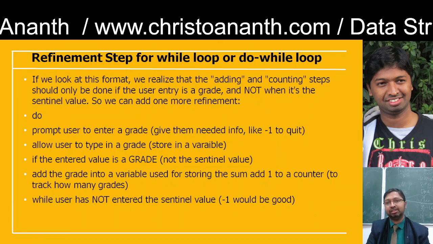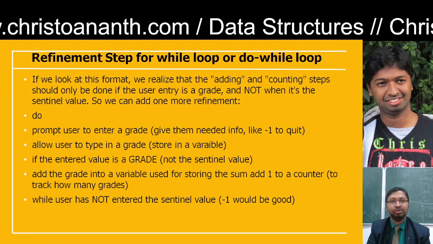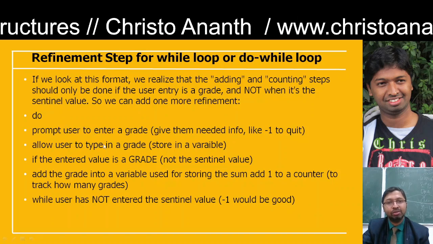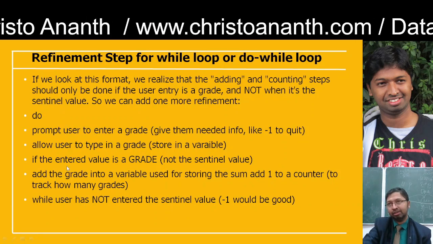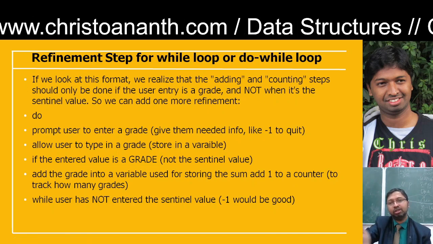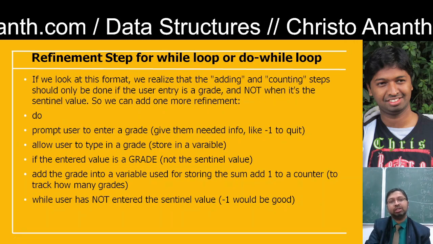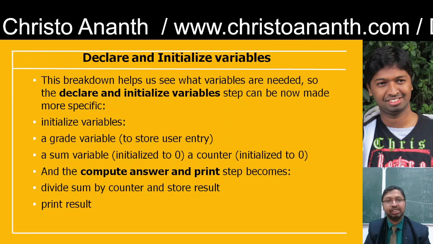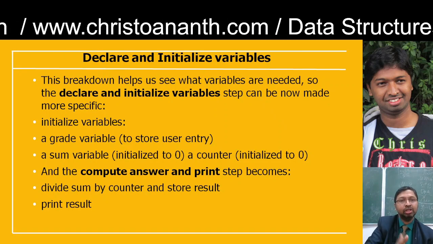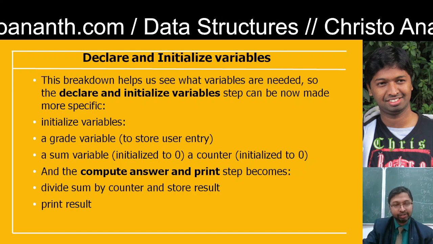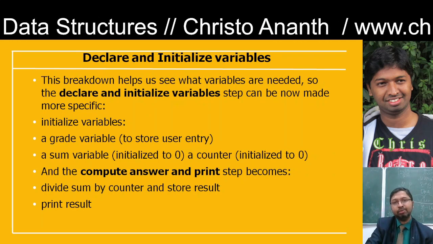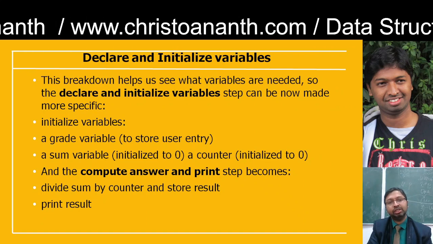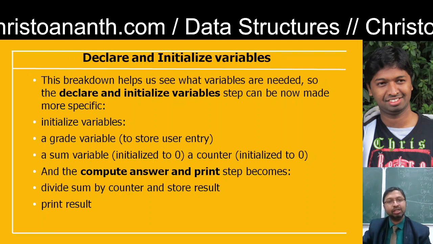Okay, so if the user entry is actually a grade and not a sentinel value. Okay, so that's how it will go with the while loop and do while loop. Okay, so prompt user, allow user, okay, if the entered value is a grade, not the sentinel value, add the grade into a variable used for storing the sum, add one to the counter while the user has not entered the sentinel value, and you will go with declaring and initializing variables. Okay, so this is what you are going to do to initialize the variables. They have a grade variable that is going to store the user entry, a sum variable that's 0, a counter that's 0, and compute the answer, try to print it. Okay, divide the sum by the counter, again store the result and try to print the result.